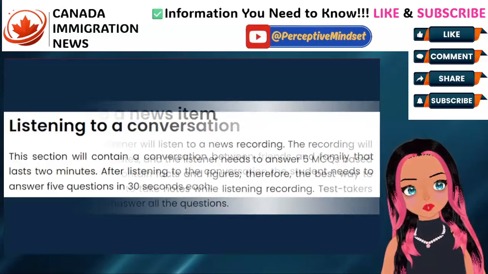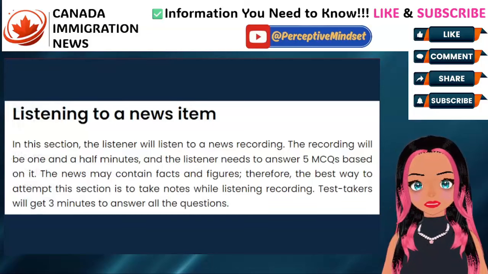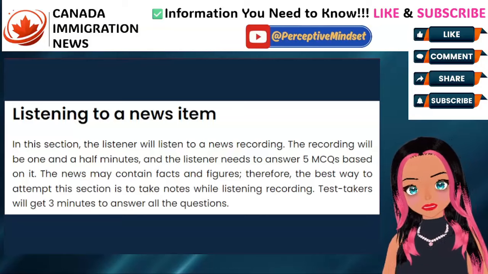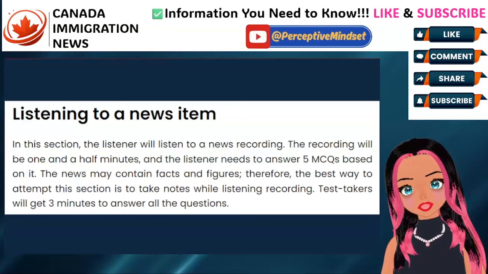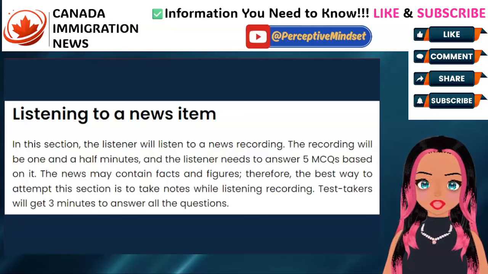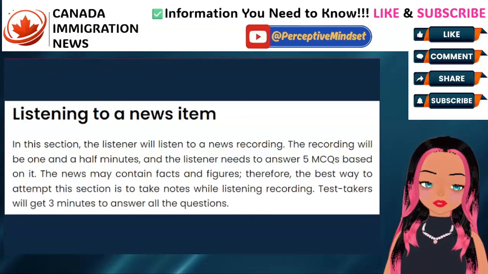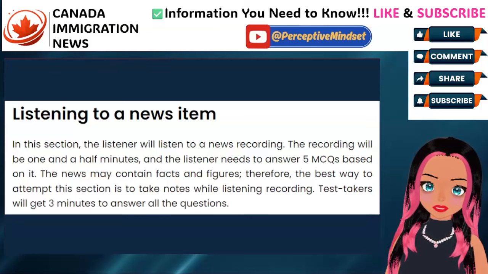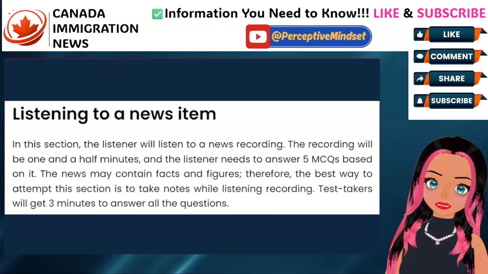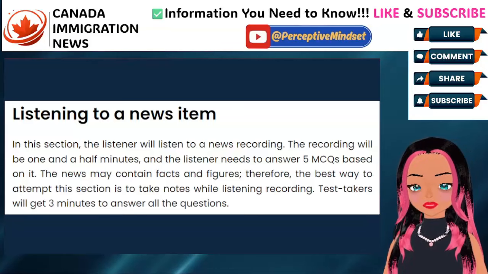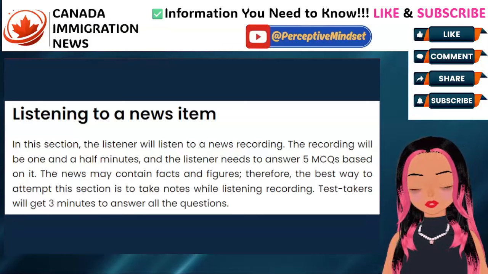Next, they are going to test listening to a news item. In this section, the listener, that's you, will listen to a news recording. The recording will be 1.5 minutes. The listener needs to answer 5 MCQs, that's multiple choice questions, based on the news item. The news may contain facts and figures, and therefore the best way to attempt this section is to take notes while listening.